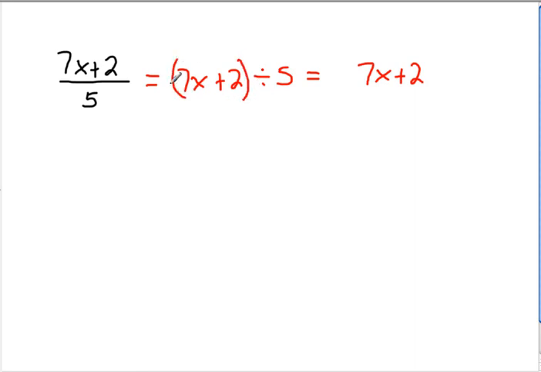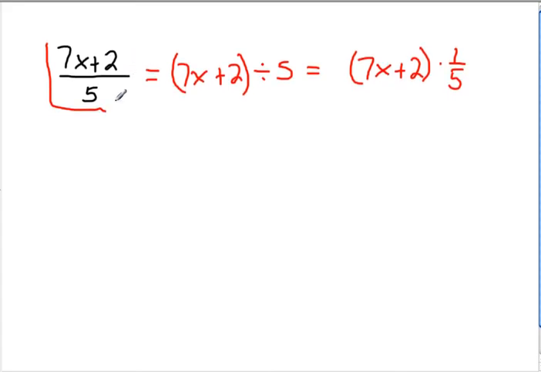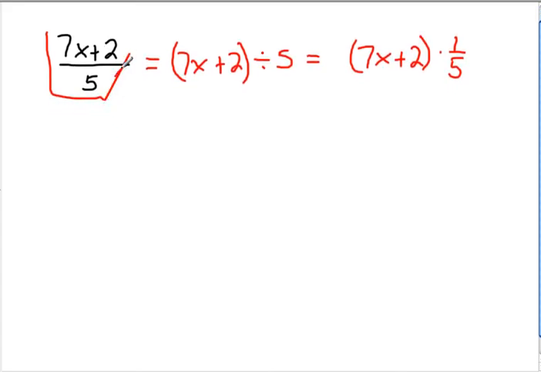That's 7x plus 2. All of that is being divided by 5. And so when we divide by 5, that's the same thing as multiplying by the reciprocal. So you can see this problem, we can use the distributive property with it because we can turn it into this.